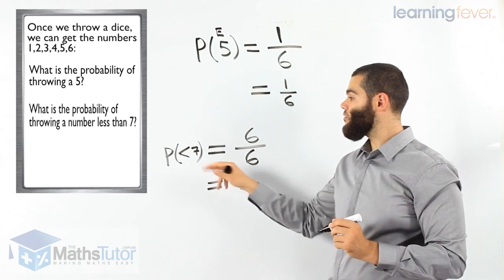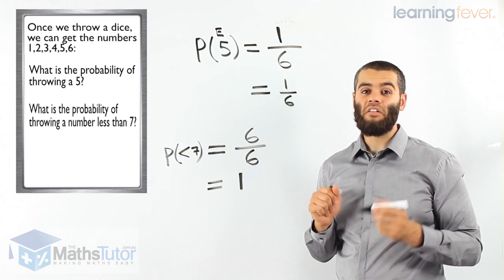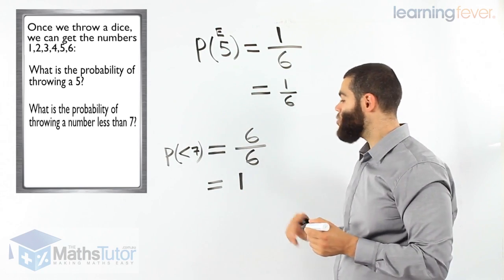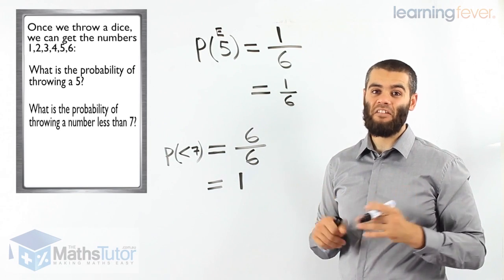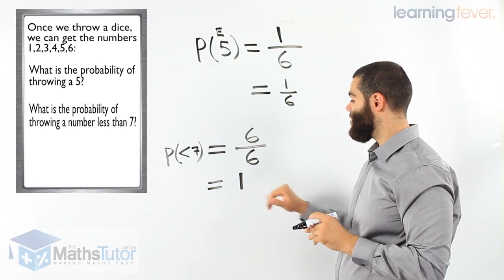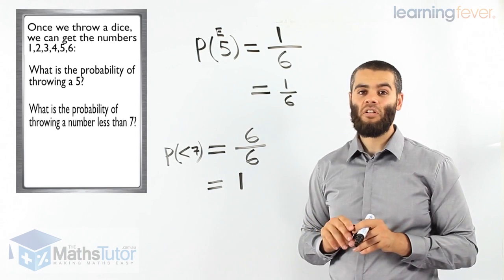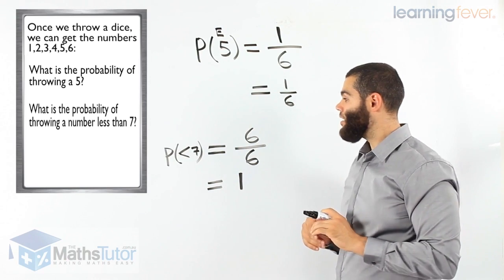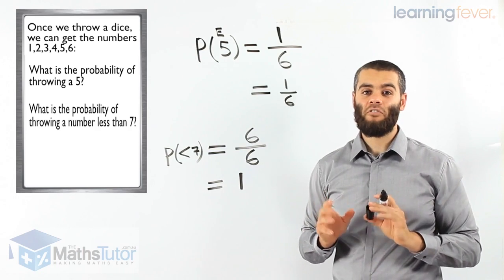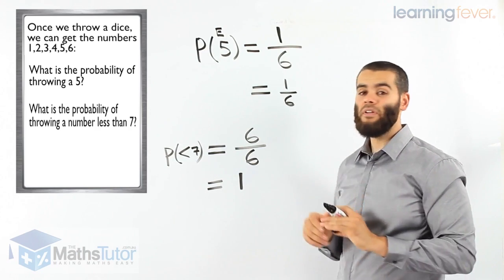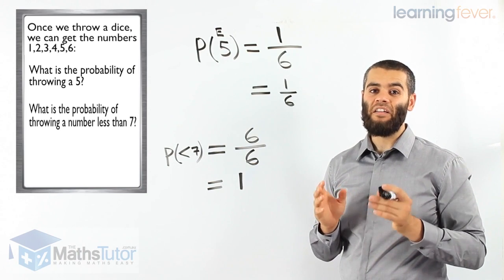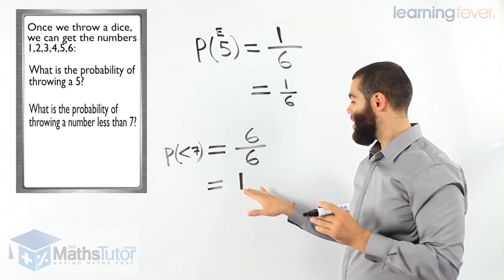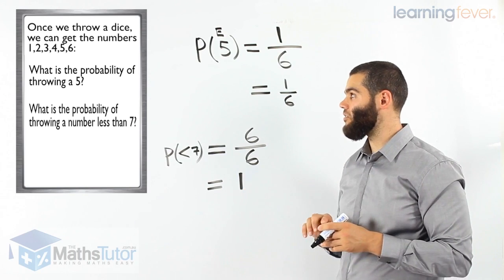So the probability of getting a number less than 7 is 6 out of 6, which is 1 whole, which means it is certain. All the numbers on the dice are less than 7. So 100% or 1, which means certain. The event of throwing a number less than 7 on a dice definitely will be certain. So 1 whole, meaning it is certain.